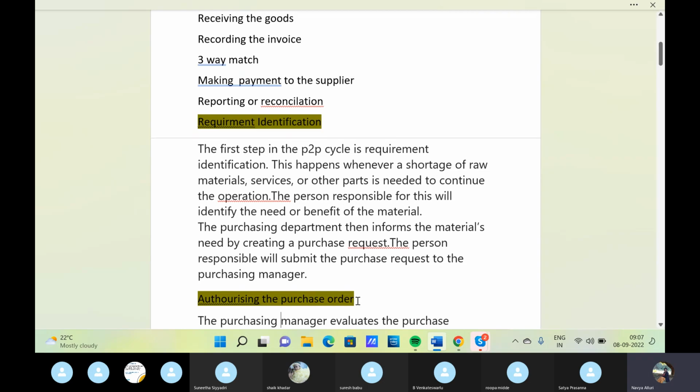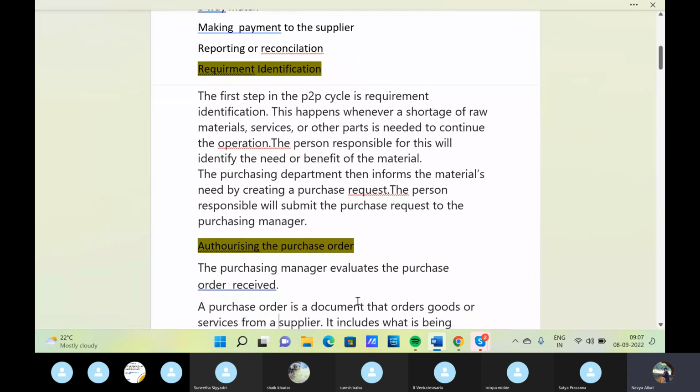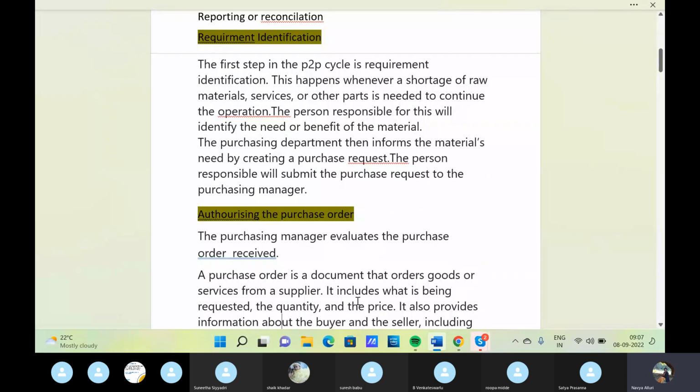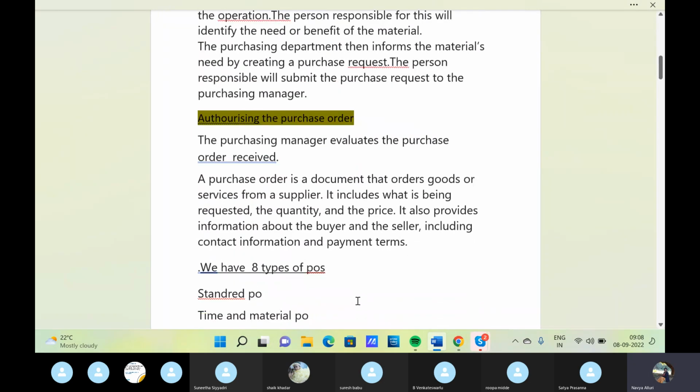That person gives all the material information to the purchase department. After that comes authorizing the purchase order. After material requirement completion, the purchase order is the most important. In that purchase order, the manager will give the quotation, like whatever material we purchase, and the quantity and the material quality. All that information can be included in the purchase order.